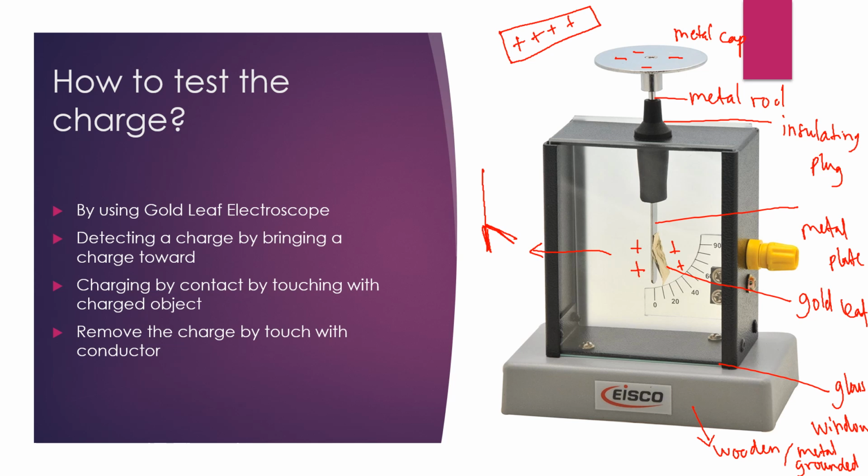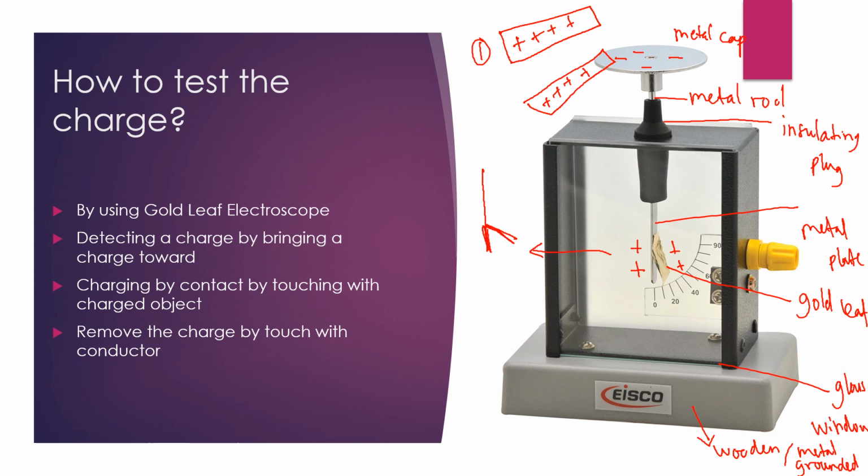So what will happen if you touch it? This is the first case, right? The second case, you touch. There is a contact between the charged object and the metal cap. If you touch it, then the electrons will flow to the metal cap and be distributed into the charged object. So the electrons will go to this object.